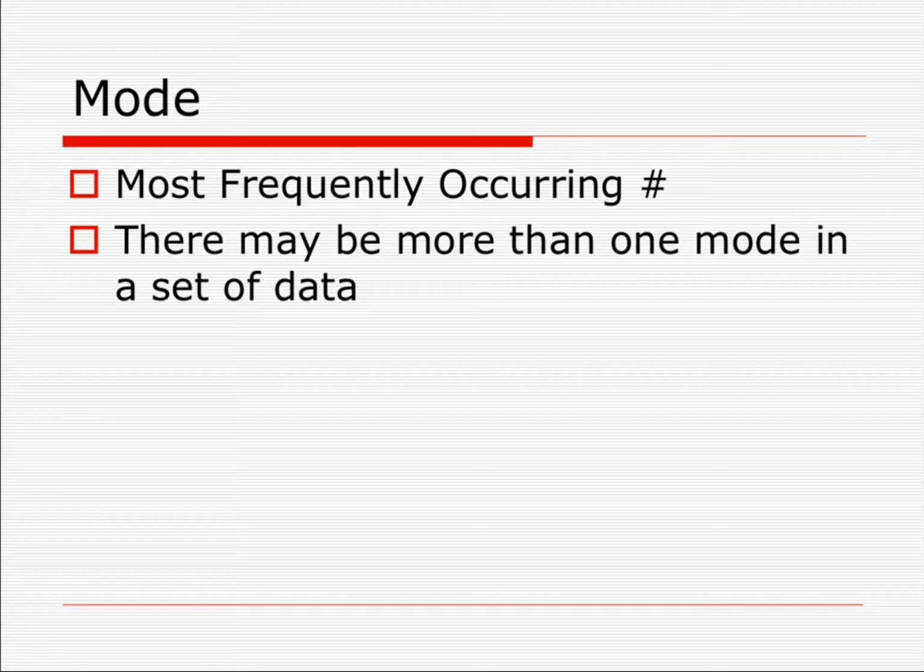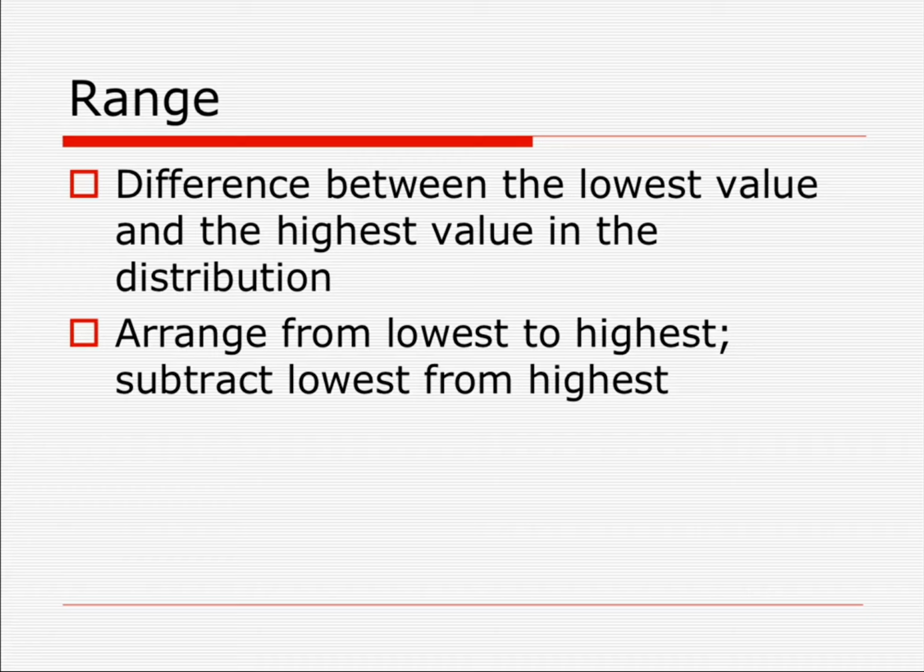If 5 data points, say data point 1 is 10, data point 2 is 9, data point 3 is 9, data point 4 is 8, data point 5 is 7. In that case, it's just one mode, which was 9, that appeared twice. Range is the difference between the lowest value and the highest value. It's a simple subtraction exercise there. You arrange the values from lowest to highest and subtract the lowest from the highest.